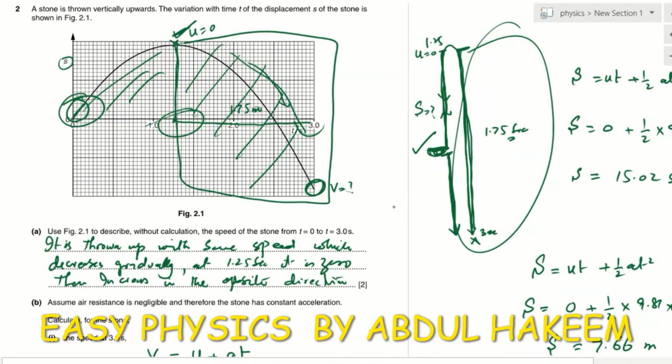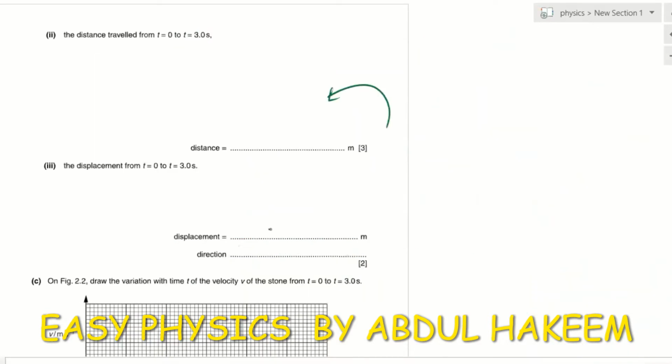And this will be 15.02 minus 7.66, and it is approximately 7.4 meter. So the displacement is 7.4 and the direction is required, so definitely downward. So we will write here, this is 7.4 and this displacement is downward.